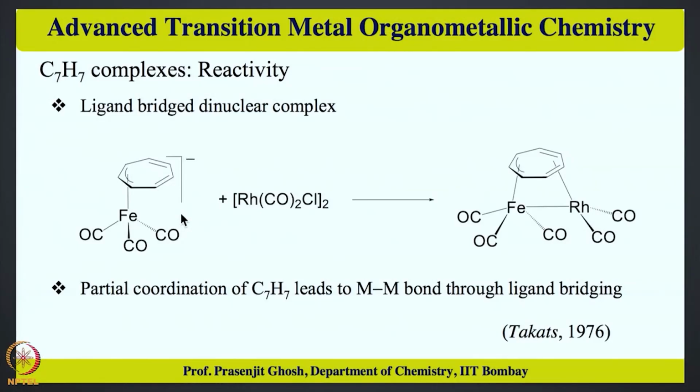Now, there is a little bit more discussion left on transition metal C7H7 complexes, particularly with respect to their bindings. Most of the complexes discussed so far involved eta 7 binding of the C7H7 ligand onto the metal center, giving rise to mononuclear metal complexes. However, C7H7 can also bridge between two metal centers, giving rise to dinuclear complexes. One such example is illustrated as follows: a C7H7 ligand bridged dinuclear complex.